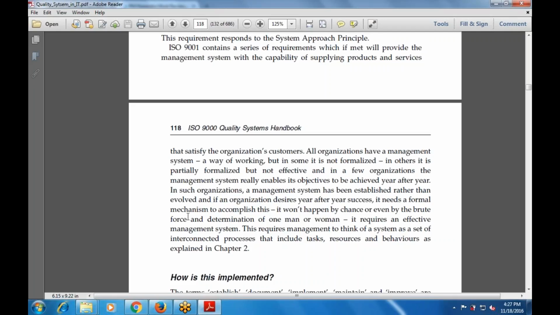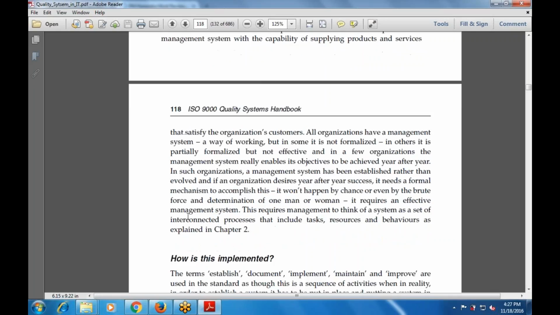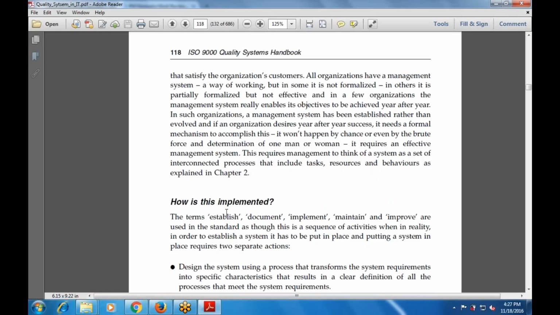Effective management system means the various interconnected processes that include the task, resources, and behavior. Now, how is it implemented, what is the main task or what is the main scenario, how is it implemented. That is used to establish, document, implement, maintain, improve, that are used in the standard as though this is the sequence of the activity when in reality.